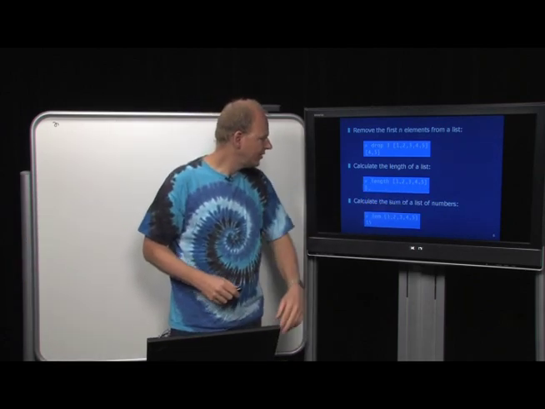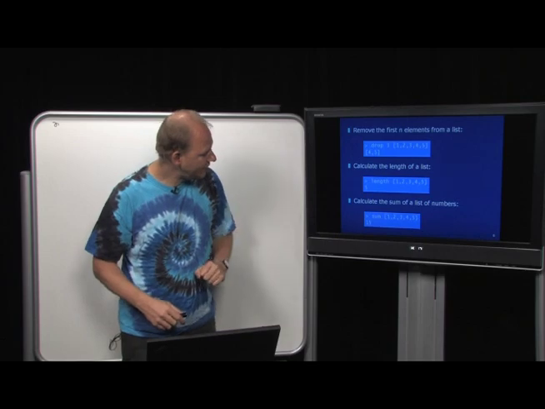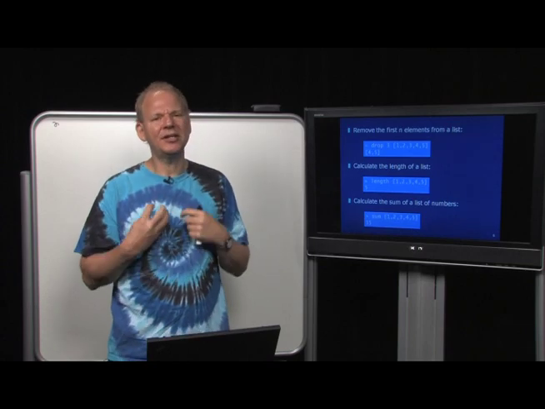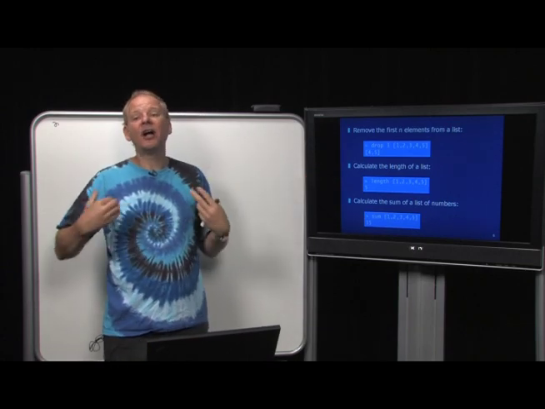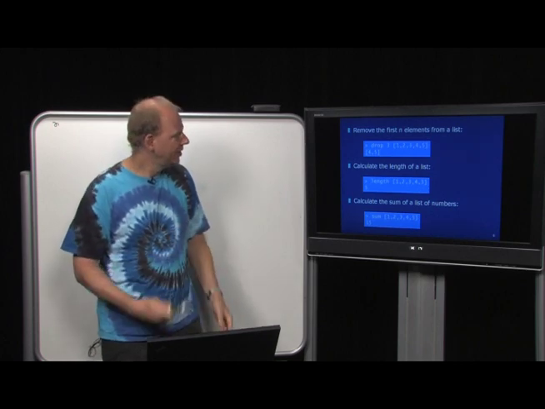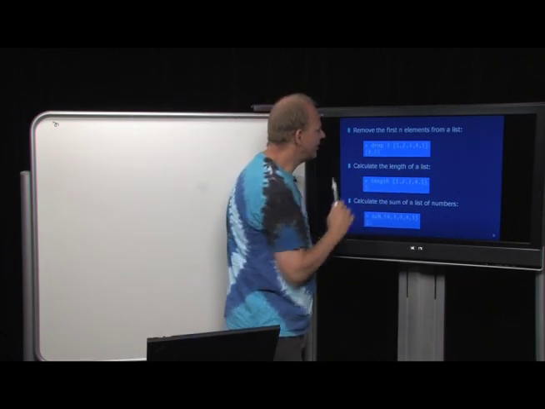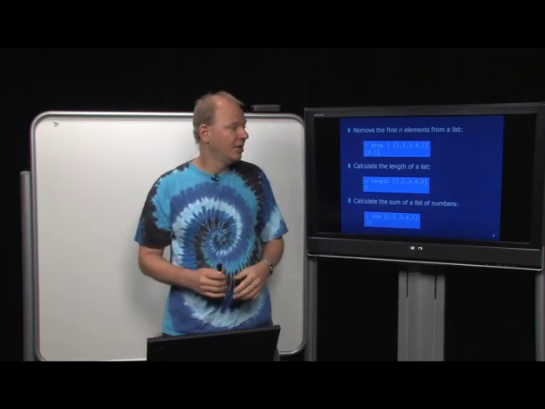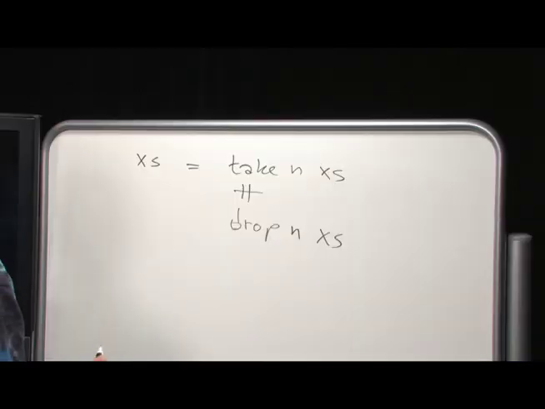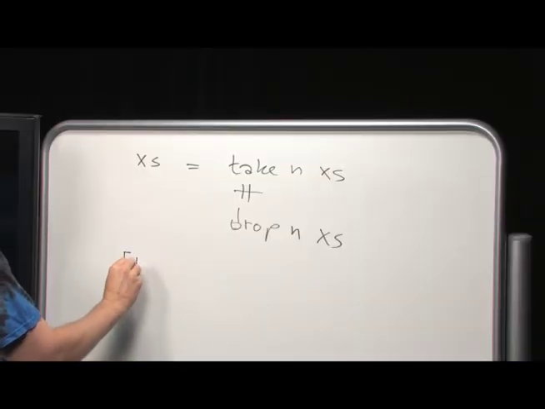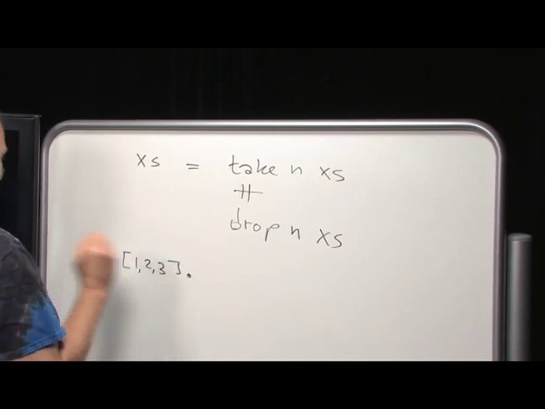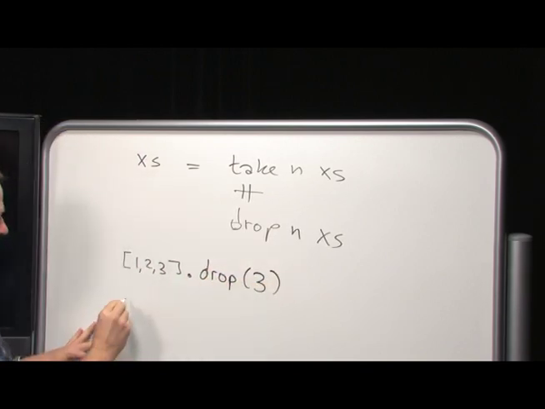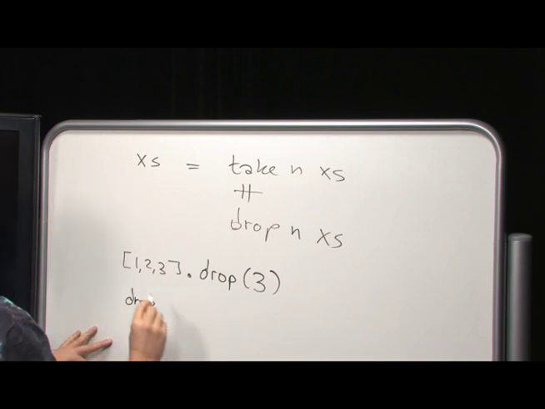Let's look at a couple of other functions. Length just takes the length of the list. Sum, we have seen that last time, it just sums all the elements. And again, you see here the very powerful way of writing expressions. Something that might look weird is that I write drop space 3 space and a list. Whereas in an imperative language, you would probably write 1, 2, 3, dot, drop of 3, instead of drop 3.